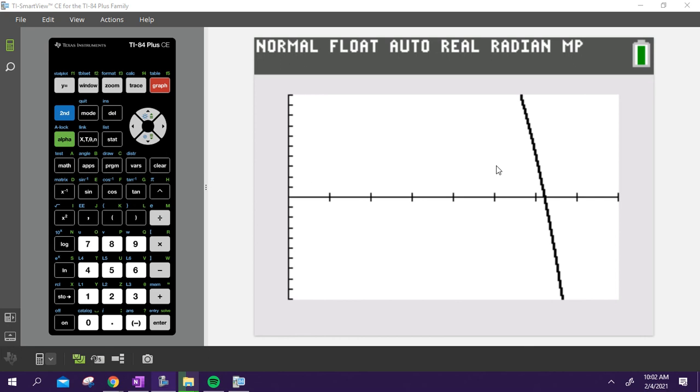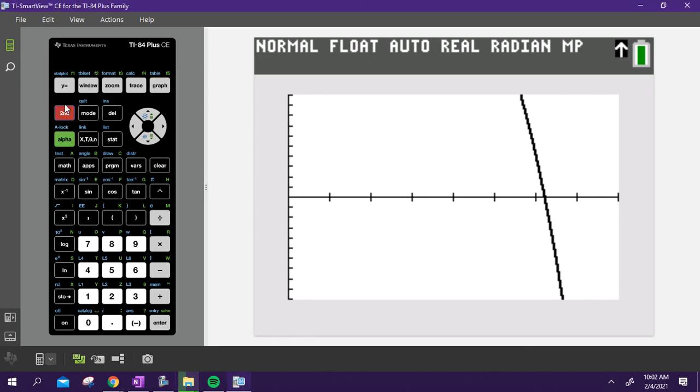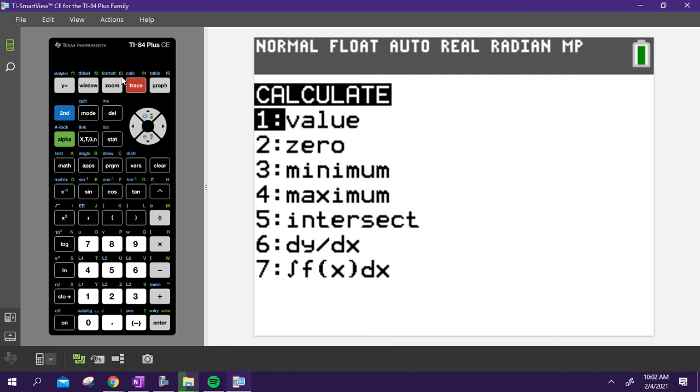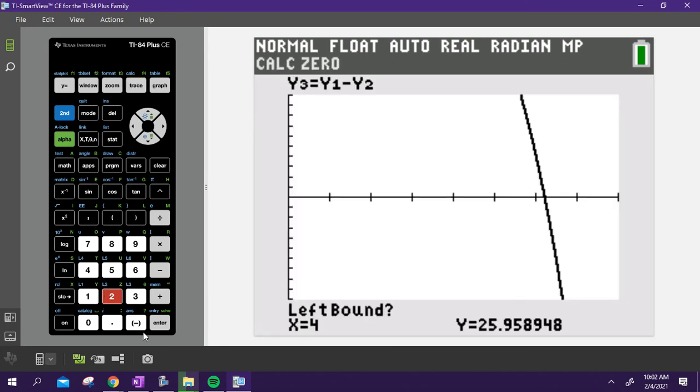So we type that in. I want to find when it is 0. So then again, I'm going to go second, calculate. Which thing do I want to calculate? The 0. I'm going to go to number 2, zero. Left bound, right now it says 4. So here's 4. It's right here. That's not wrong, but I can move my cursor if I want to see it.